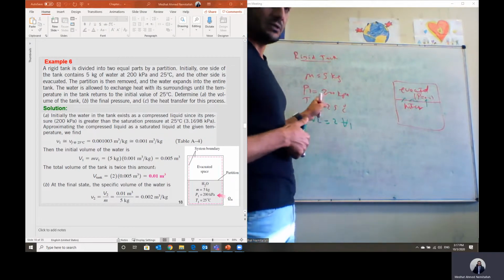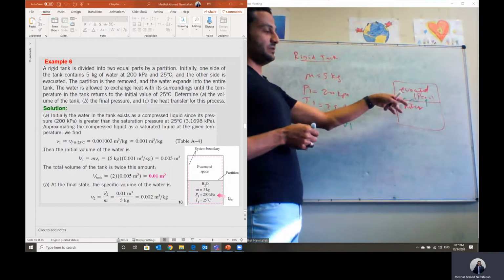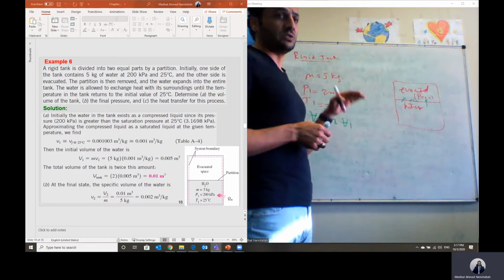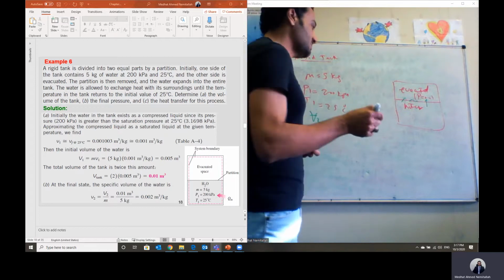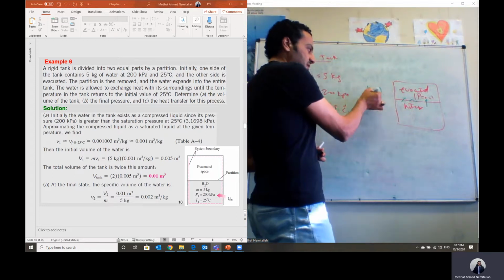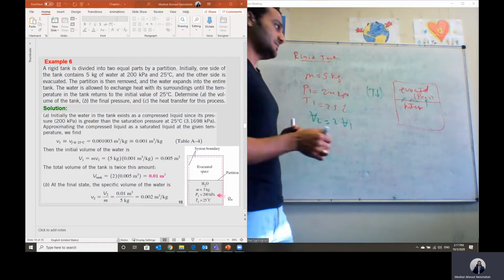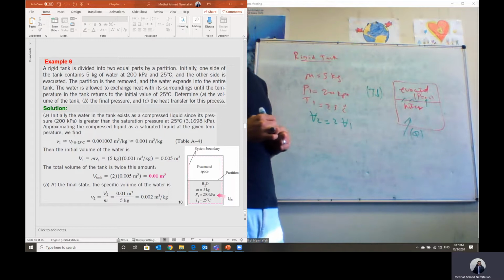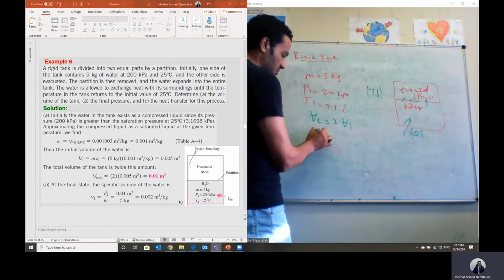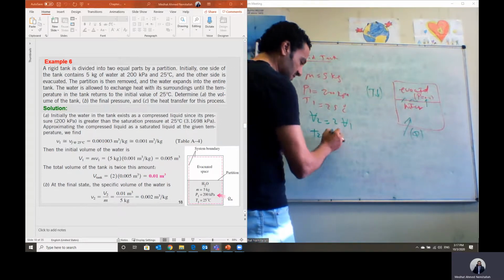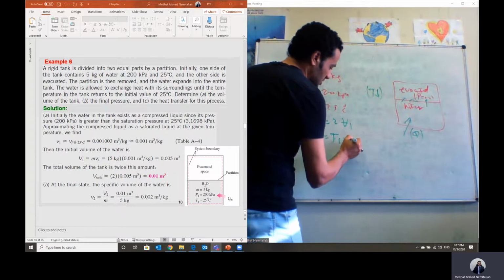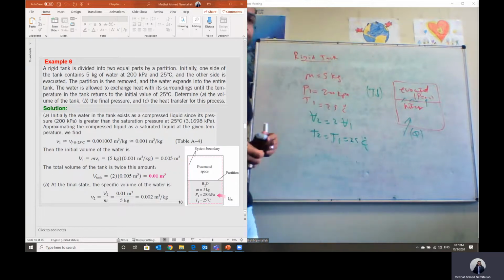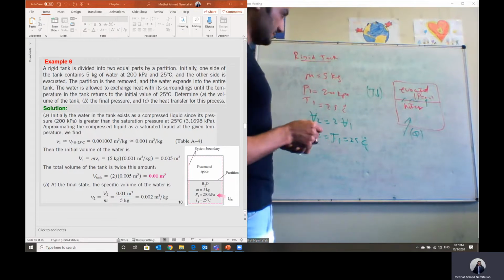After cracking this diaphragm, the water will be allowed to expand to very low pressure, so the pressure will be reduced. We expect the temperature to also be reduced, but heat will be added to the system in order to keep the temperature fixed. So the final temperature T2 will be the same as T1, equal to 25 degrees C.